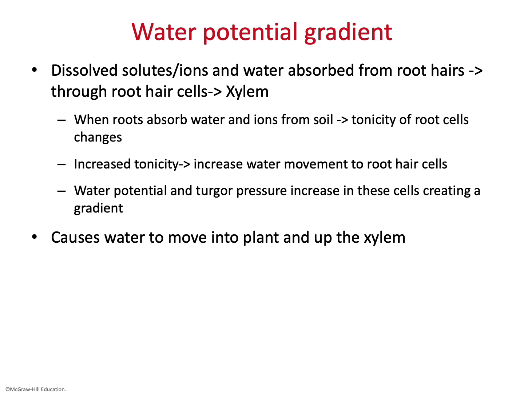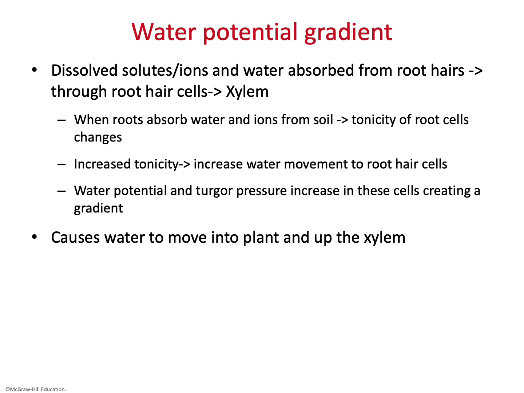So roots continuously absorb water and ions from soil, which changes the tonicity of the root cells. It increases. As you remember, tonicity is the capability of a solution to modify the volume of cells by altering their water content. This increased tonicity creates movement of water into the root cells, and water potential and turgor pressure increase in these root cells.